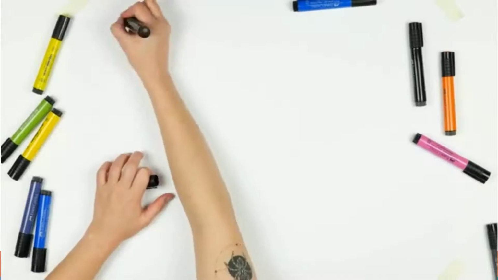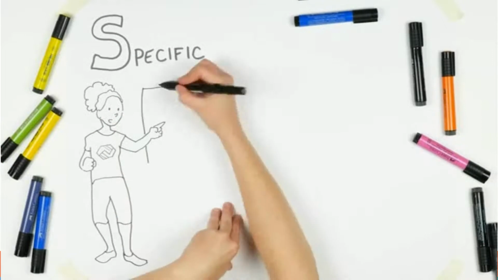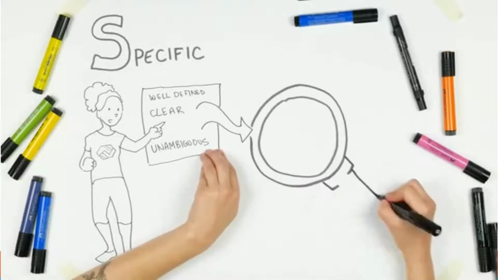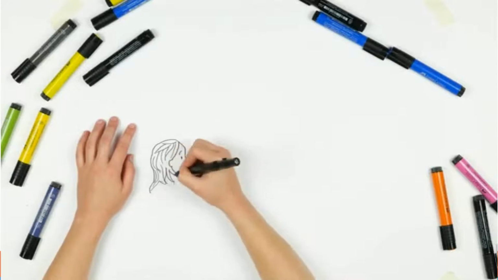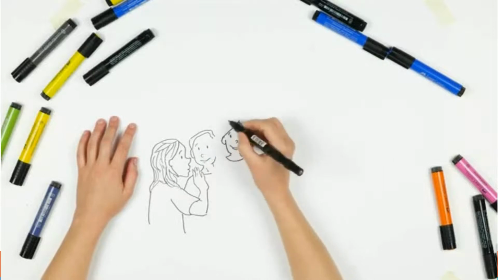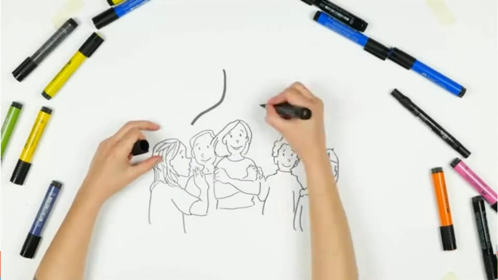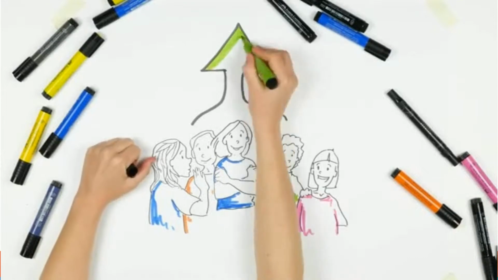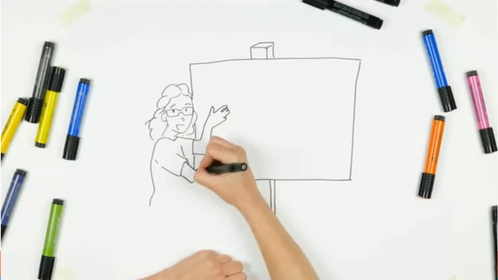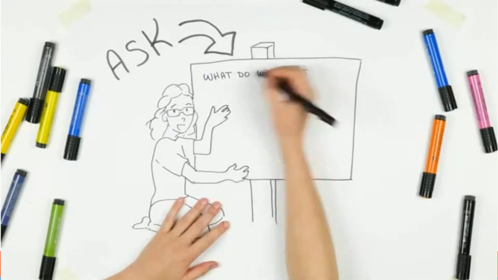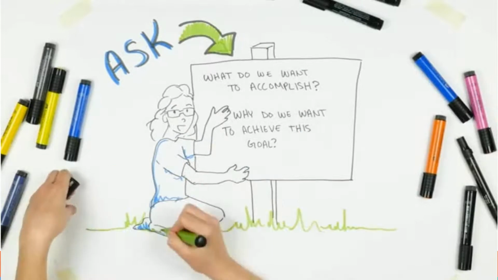First, we have the letter S, which stands for specific. When a goal is specific, it will be defined, clear, and unambiguous. For example, we want to increase youth's sense of belonging. Specifically, we want to create more opportunities for young people to form bonds with other youth and staff in the program. To make your team's goals specific, consider the following questions. What do I want to accomplish? Why do I want to achieve this goal?